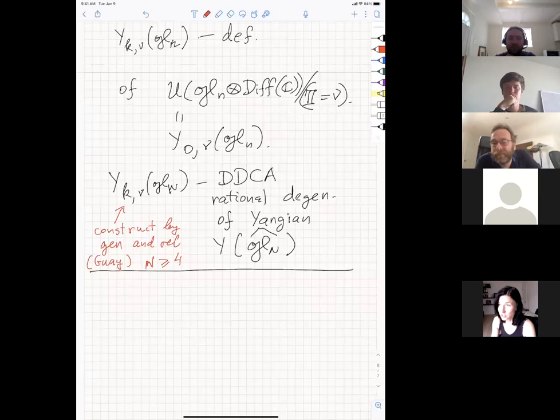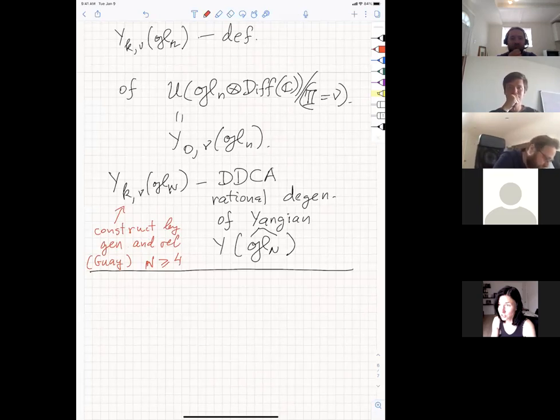Yeah, so this rational degeneration of Yangian, is that relation between the two supposed to be obvious? Which rational degeneration? In my book, Yangian is already in some sense rational. So what are we doing? No, so Yangian is rational, but what is Yangian?